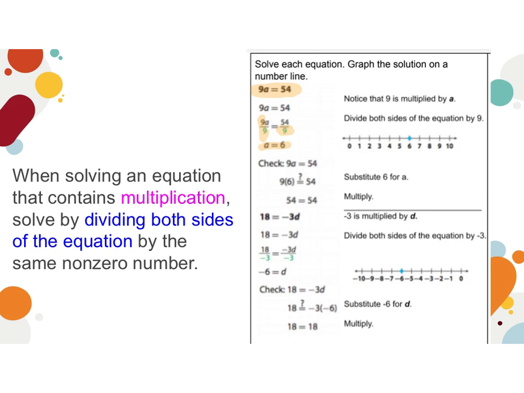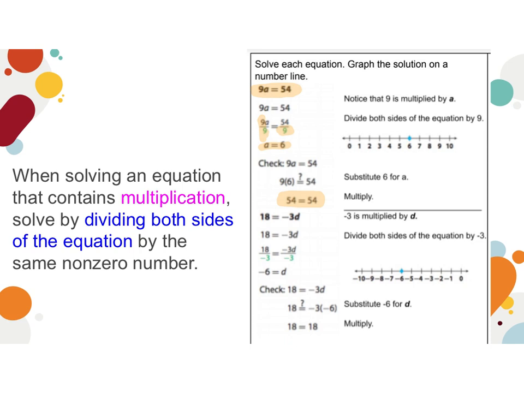We want to check our answer and put it into our original equation to make sure that both sides of the equation have the same amount. So if we plug in 6 for a, 9 times 6 is 54, which equals 54 on the other side of our equation, so we know we solved it correctly.